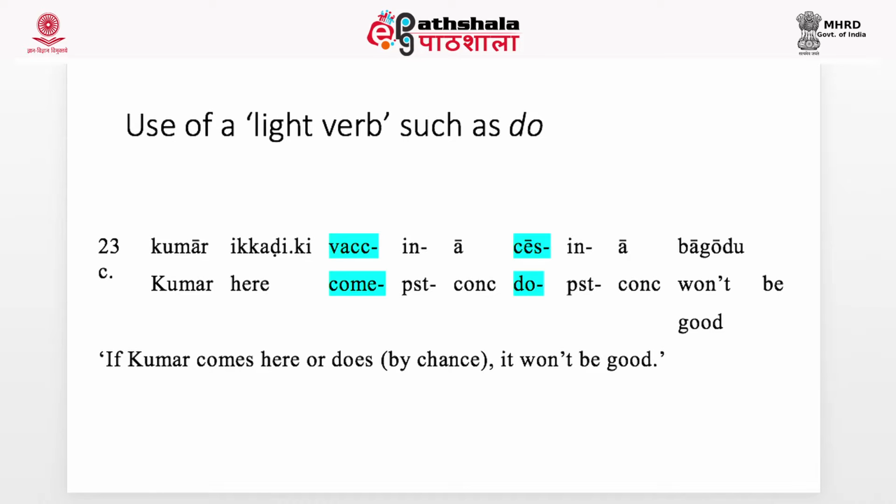But what I can do, for the sake of emphasis, is take the help of the light verb do, that is chey. Kumar ikkadiki vaste, Kumar ikkadiki vachina, chesina bagodu. So vachina, even if he comes, it won't be good. But I am also using the verb chesina. So whether it is vachina, to come, or tinna, to eat, I can take any verb for that matter and use the light verb with it, and it is the light verb that is in the concessive form.